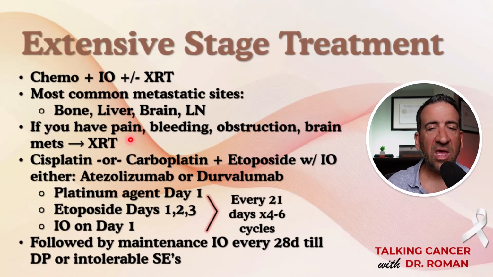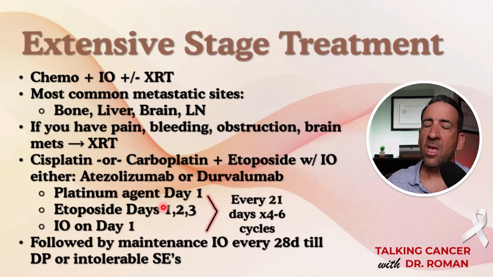So the chemotherapy, keeping it simple, once again, it's a platinum, either cisplatin or carboplatin, which we already went over on one of the prior slides, together with etoposide, with immunotherapy. And the most common immunotherapies that we use is either atezolizumab or durvalumab. You can take your pick. They're both excellent. And again, the platinum is given day 1. The etoposide is given for 3 consecutive days. The immunotherapy is also given day 1. And then every 21 days, they will repeat the cycle and they'll give you up to 6 cycles.